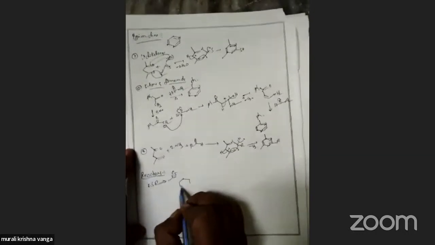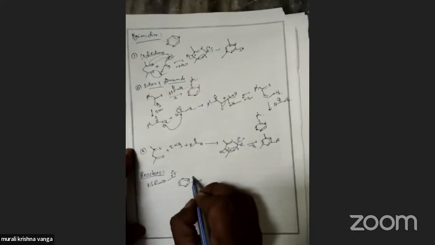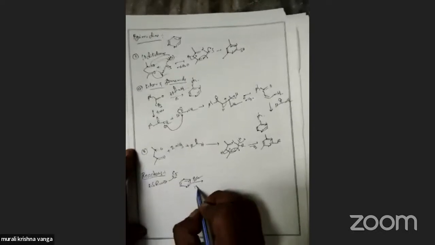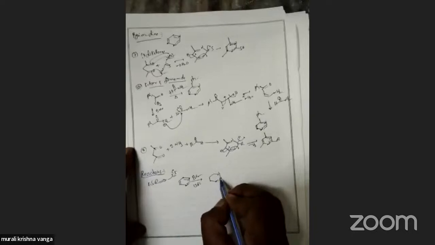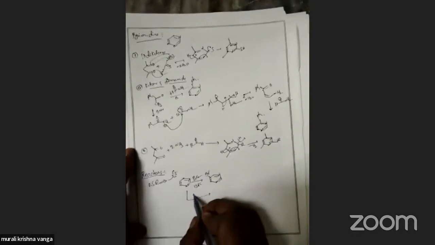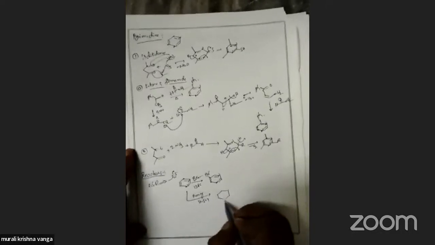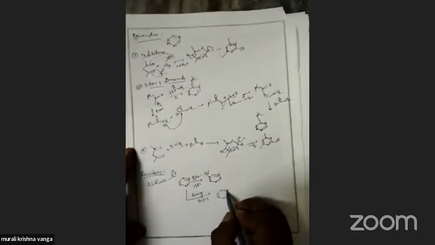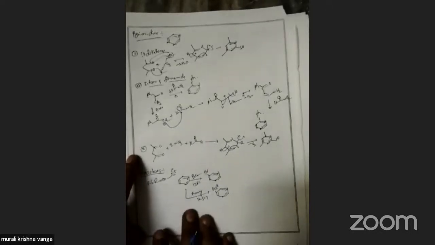Now pyrimidine reacting with bromine at 130 degrees, then the product is formed. And reacting with sulfonation, fuming H2SO4, SO3H formation takes place.